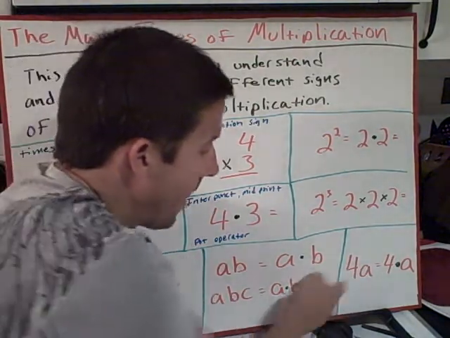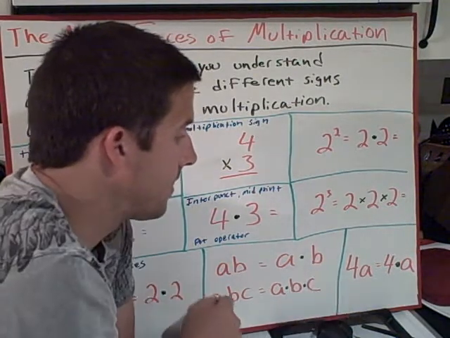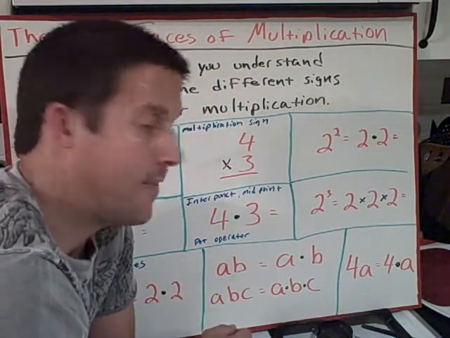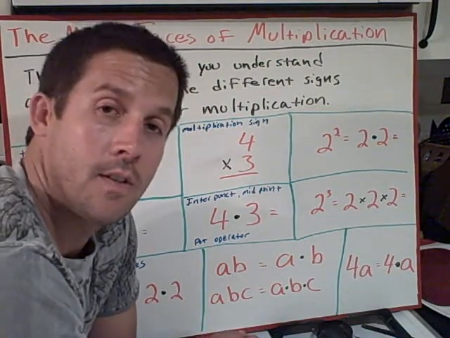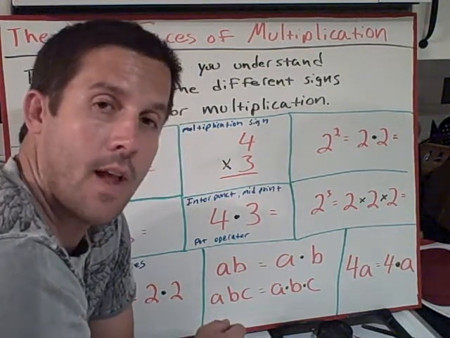And over here we have a number with a variable. 4a. Well, this means 4 times a. And if I said a equals 2, then the problem would read 4 times 2, which would equal 8.